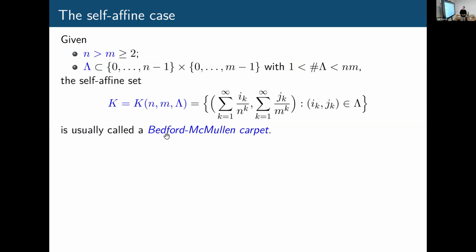So we all know that a Bedford-McMullen carpet can be determined by 3 parameters. The first one is n, which is strictly larger than m, and the alphabet is just capital Lambda, which represents the initial pattern that we chose. And to avoid trivial exceptions, we always assume that we choose at least 2 sub-rectangles, but not all of them. Otherwise the carpet is just a unit square, and there is nothing particularly interesting. And we will denote the self-affine carpet by K, and it looks like this.